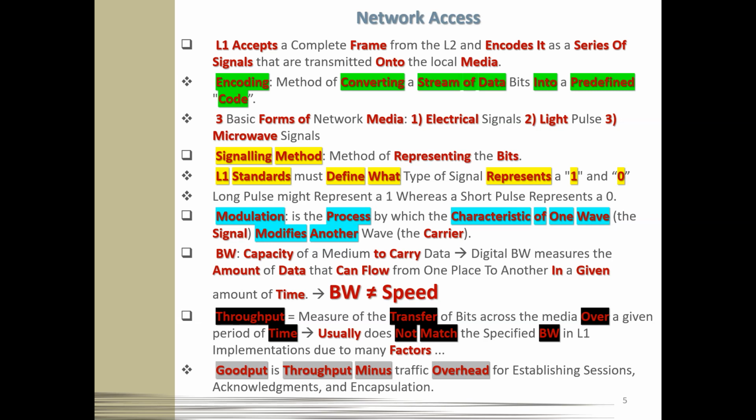The definition for encoding is important. It's a method of converting a stream of data bits into a predefined code. The purpose of encoding is to transform data so that data can be properly and safely consumed by another system or a different type of system. For instance, binary data can be sent over email thanks to encoding, or we can view, let's say, special characters on a web page thanks to encoding.